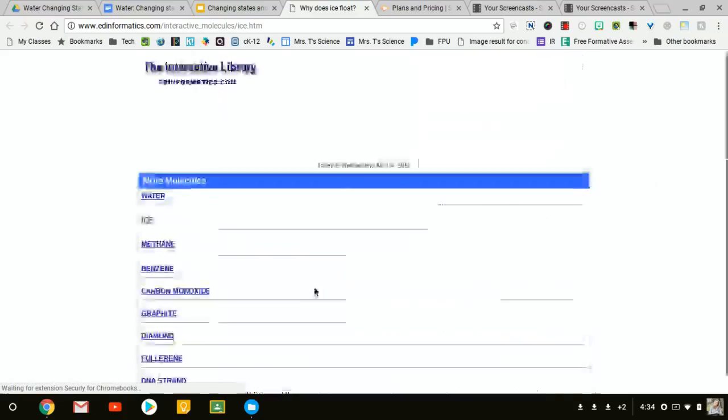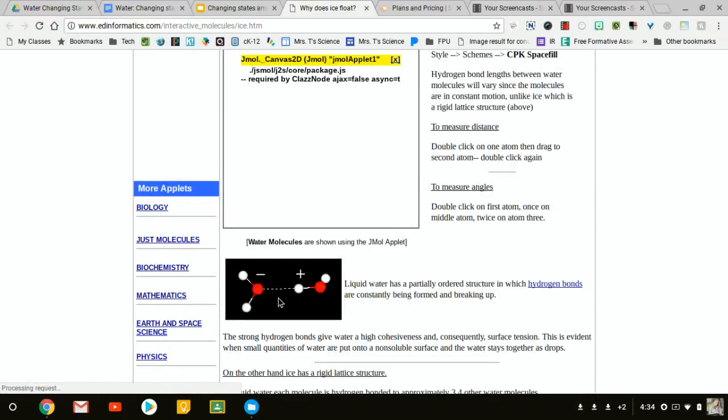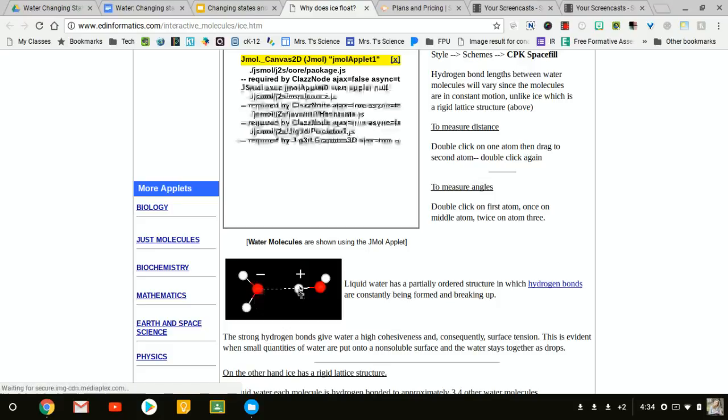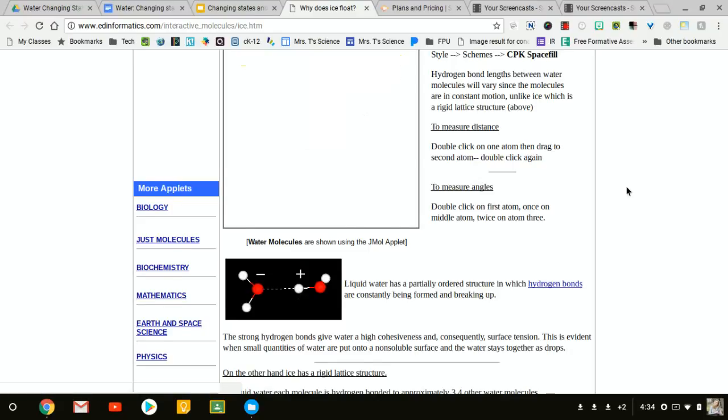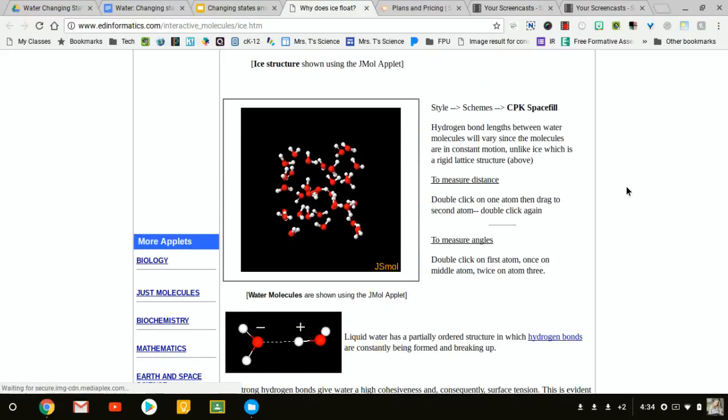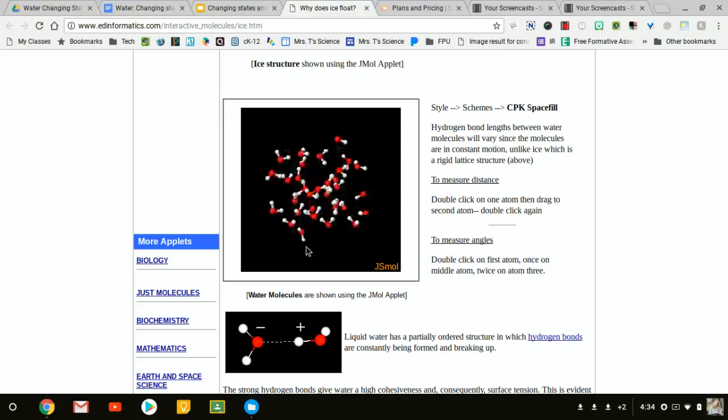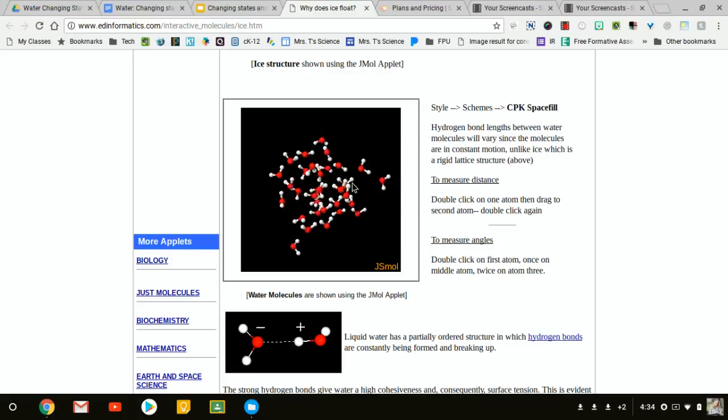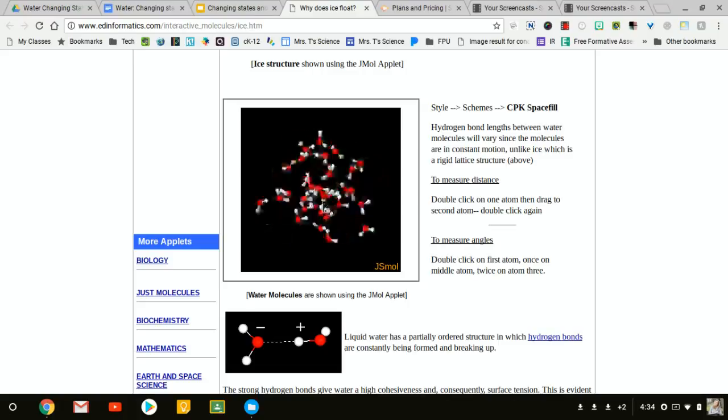So if we take a look at the liquid water molecule, we can see that the water molecule here is our oxygen, negatively charged. Here are our 2 hydrogen atoms in our molecule. We can see that the negatively charged oxygen is attracted to the positively charged hydrogen atom. Okay, so these bonds are constantly being formed and breaking up. If you take a look here, this is liquid water. So you can see all the different molecules. They're not as tightly packed. They're freely moving, okay, to fill up a space.